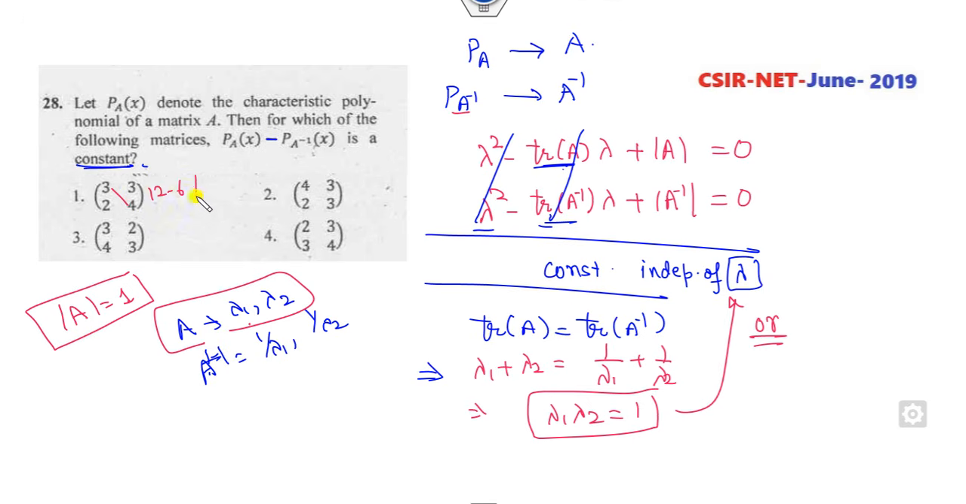So 12 minus 6, not 1. 9 minus 8, 1, correct option. 12 minus 6, not 1. 8 minus 9 is a minus 1, but we need a plus 1. So the right answer is only the third option.